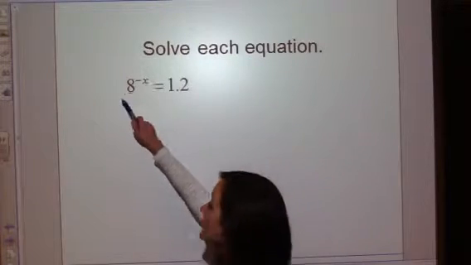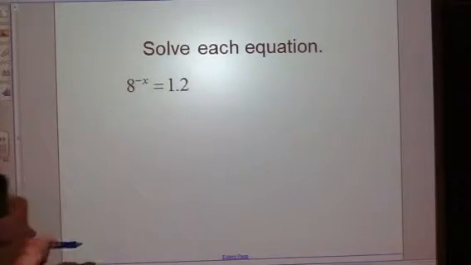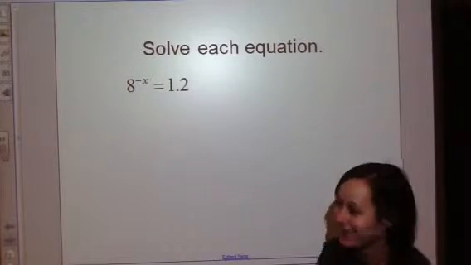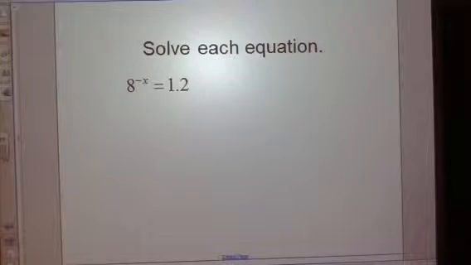So here we have 8 to the negative x equals 1.2. There's no logarithm.